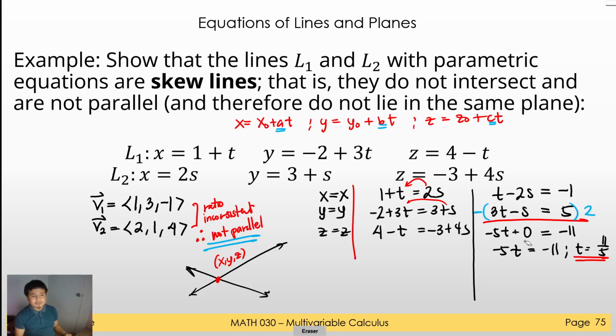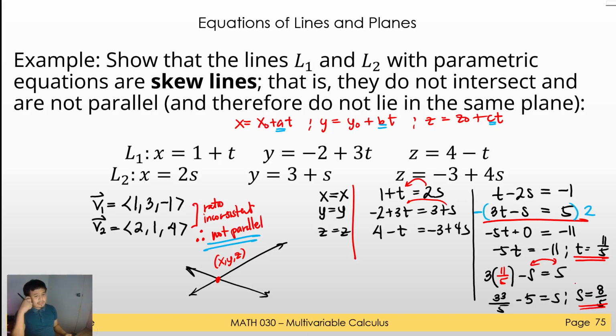For the second equation, we have 3 times 11 over 5 minus s is equal to 5. So we have 33 over 5 minus s equal to 5. So transposing s to the other side, this will be 33 over 5 minus 5 is equal to s. Okay, so s here will be equal to, I'll just shortcut here now, 8 over 5.